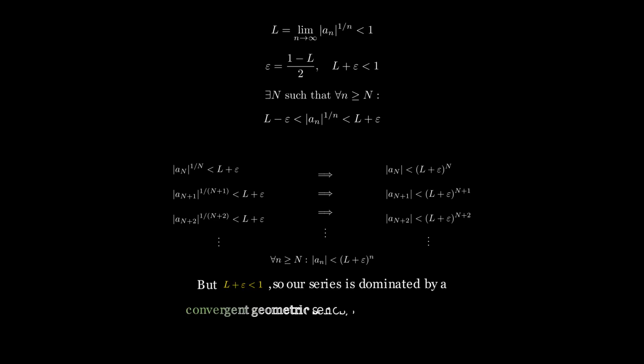And magically, we see that our series, beginning with the big Nth term, is dominated by the geometric series whose nth term is L plus epsilon to the nth power. Now we know that L plus epsilon is a positive number less than 1, so this geometric series is a convergent one. This tells us that our original series, starting with the big Nth term, is convergent, so we can conclude that the entire series converges.